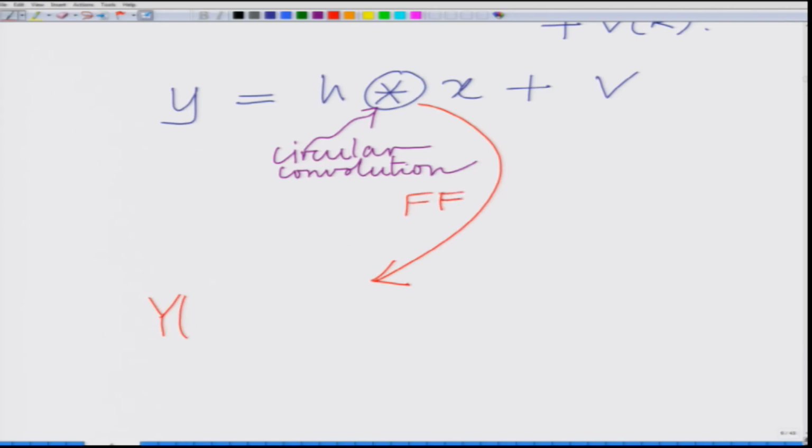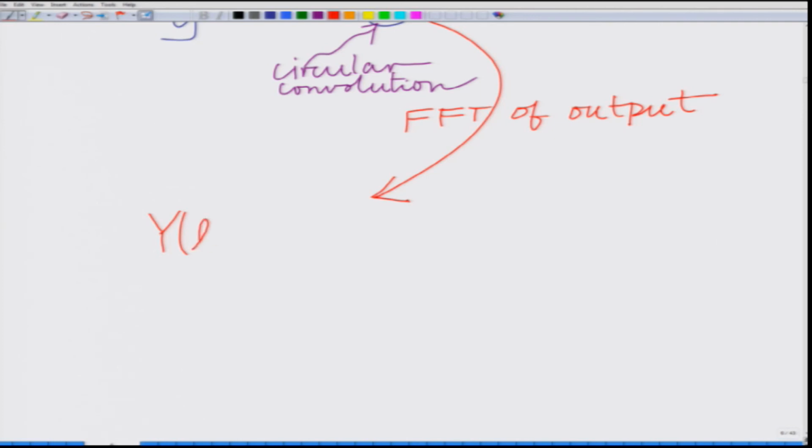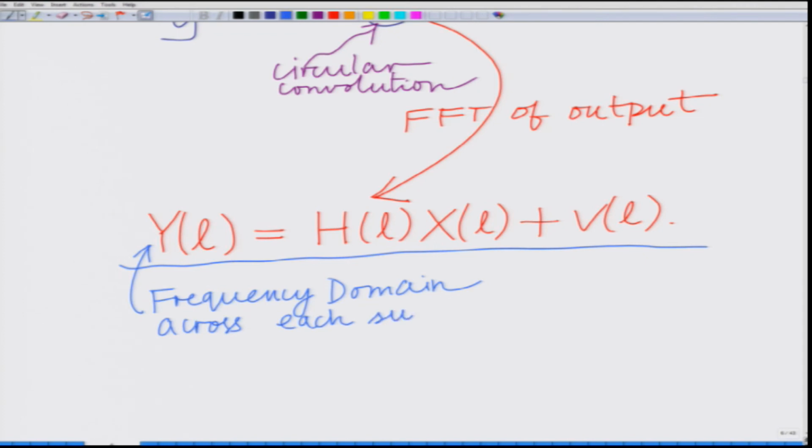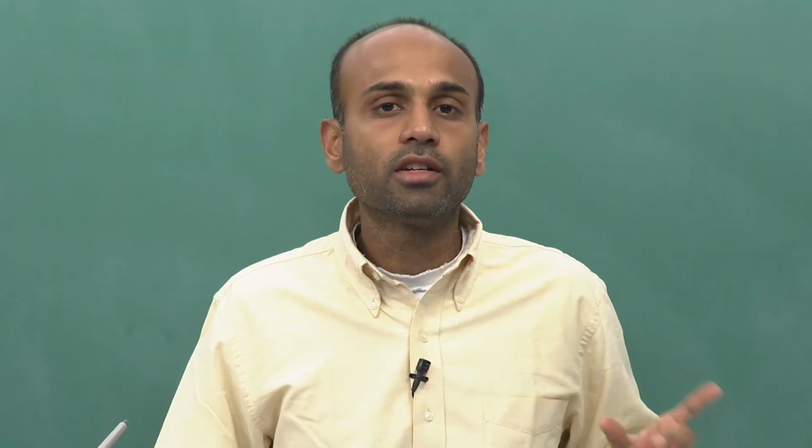that is, once you take the FFT of the output symbols, that is the received symbols y, in the frequency domain I have YL equals HL times XL plus VL. Remember, this is in the frequency domain across each subcarrier L.